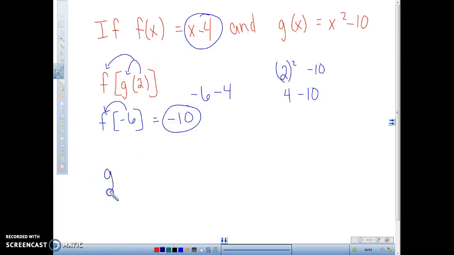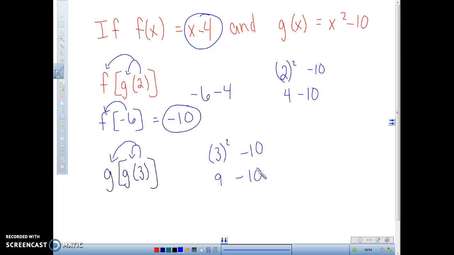On the next one it says evaluate the function g at the function g evaluated at 3. So what you're doing is you're taking 3, you're plugging it into the g function, getting that answer, and then plugging it back into the g function again. So let's start with the g function, and we have 3 squared minus 10. So we have 9 minus 10. It's negative 1. And then we're going to take that answer and plug it back in, and we would have negative 1 squared minus 10, so you'd have 1 minus 10, and you'd get negative 9.